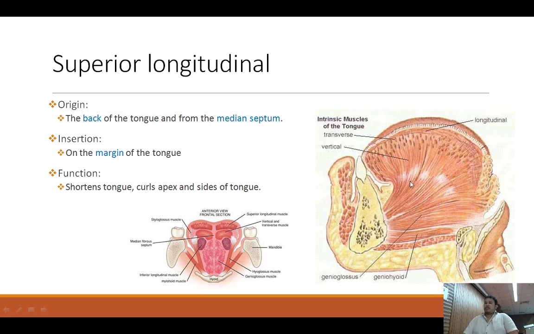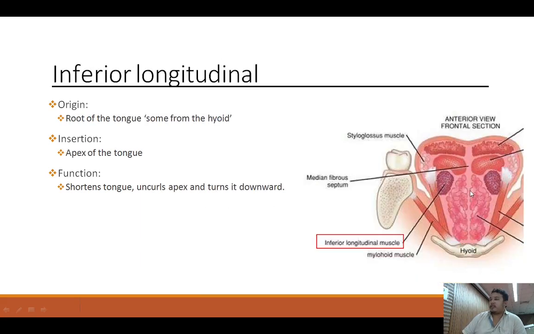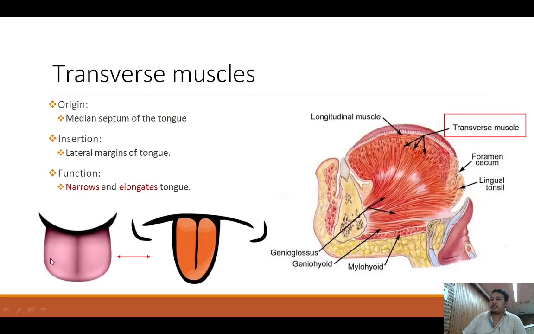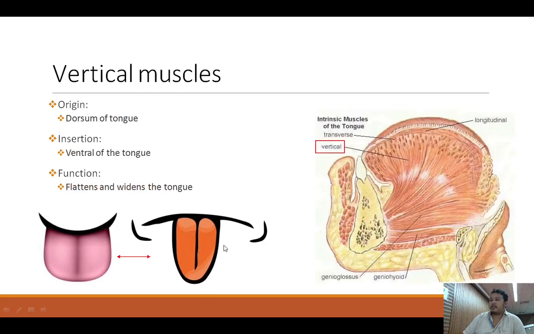Then this is the superior longitudinal and inferior longitudinal. There are two longitudinal muscles actually. I will not go into too much detail. So the transverse muscle, this is the function: when they contract, they make the tongue thinner and more cylindrical. They go horizontally. And again, there are vertical muscles. They will make the tongue flat.